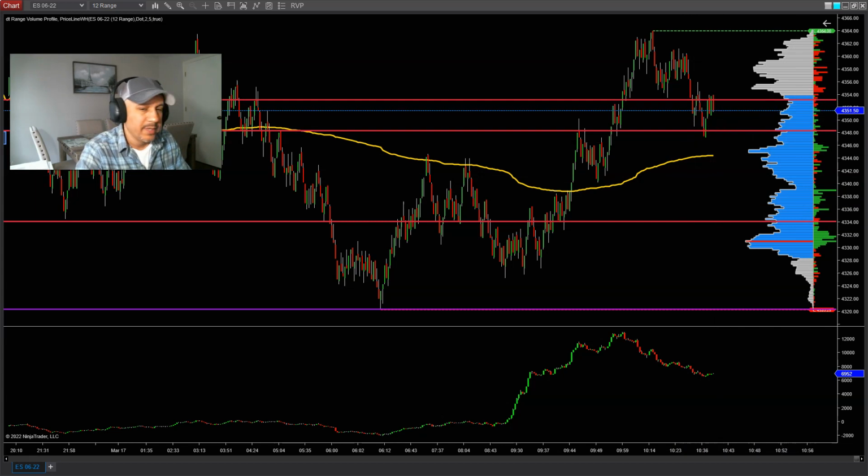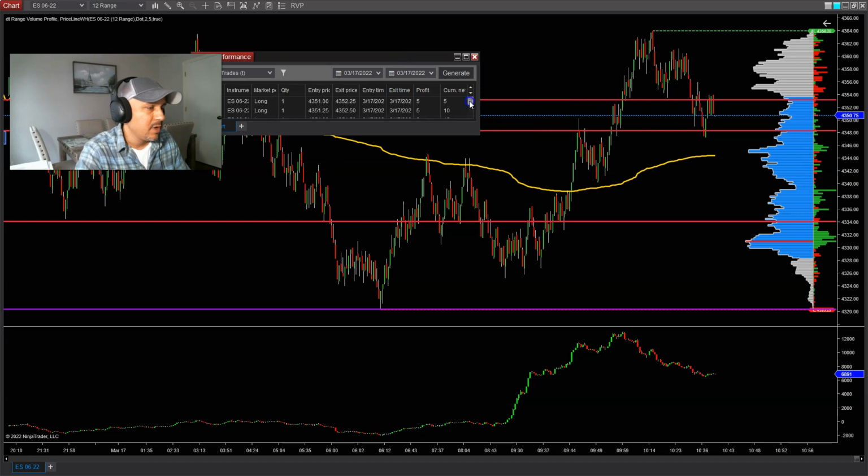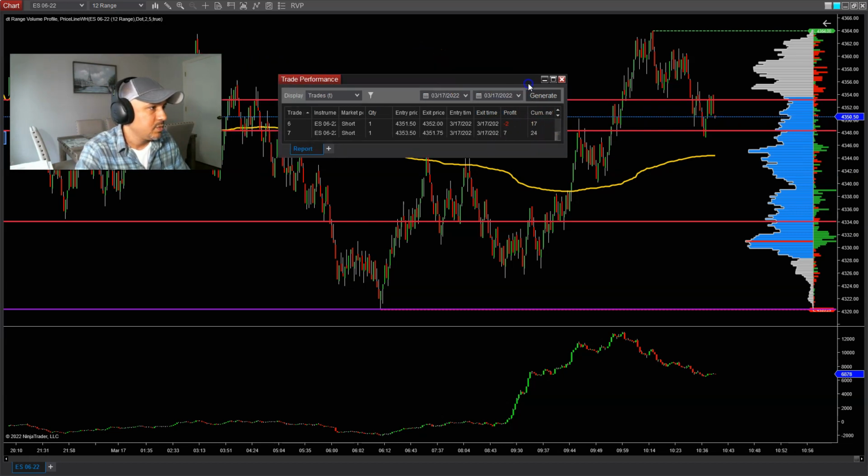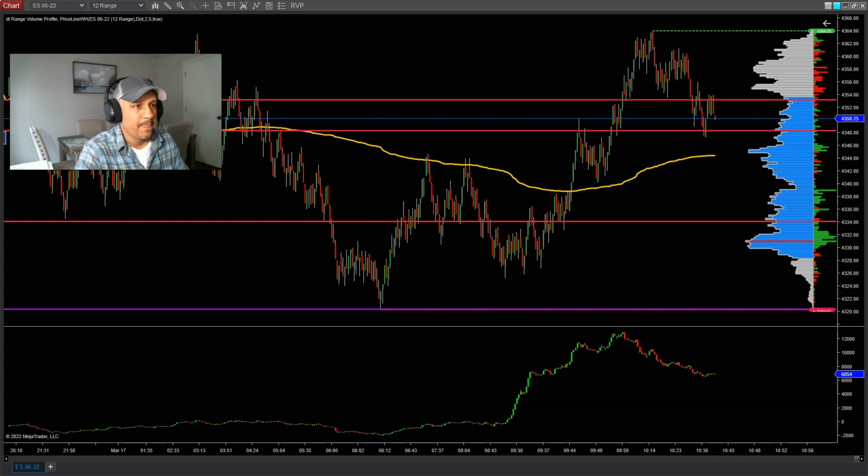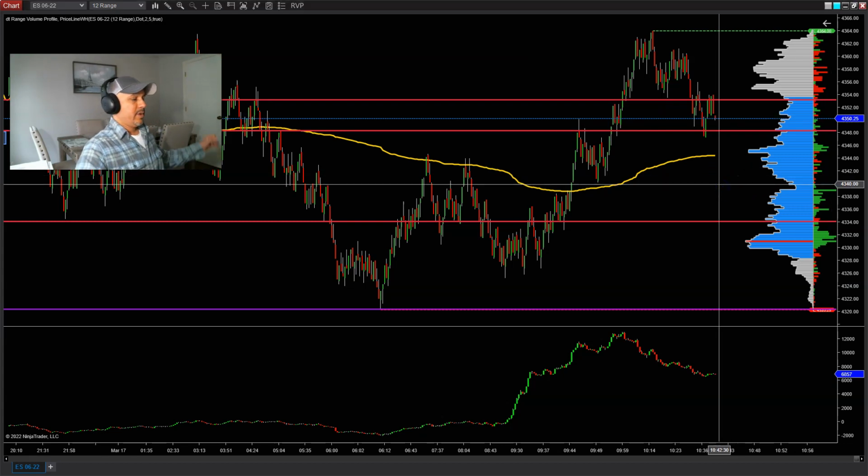It moved a little sideways for me, got a little choppy right there. So I got in, got out. Okay. I think I had 2 ticks of slippage right there. That's okay. Picking up 24. I'm at 24. You see 2 ticks of slippage right there. So it's okay, 24 ticks. Take what we can take, right?